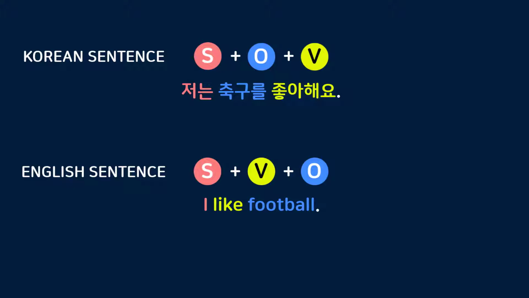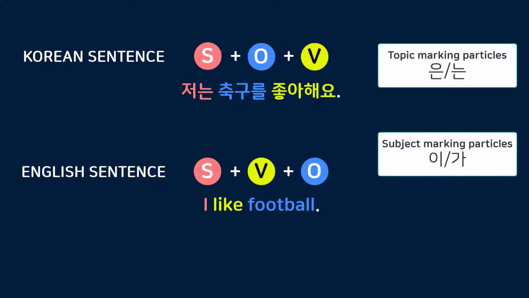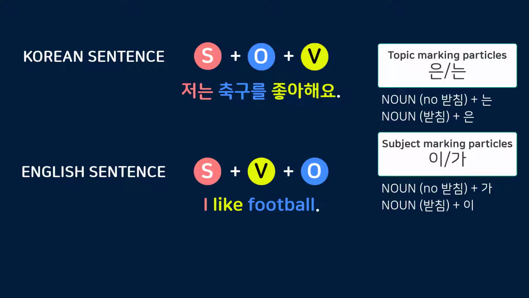Now, one of the most distinctive features of Korean language is that we mark sentence subjects using either topic or subject marking particles. Topic particles are 은 and 는, and subject particles are 이 and 가. And we use one or the other depending on whether the noun they're used with ends in 받침 or not. In this sentence, we've used the topic particle 는, so 저, I becomes the sentence topic. But the same sentence could be written using subject particles. And if we do that, it would be 제가 축구를 좋아해요. And as you can see, when we use the subject particle, the pronoun 저 changes to 제.